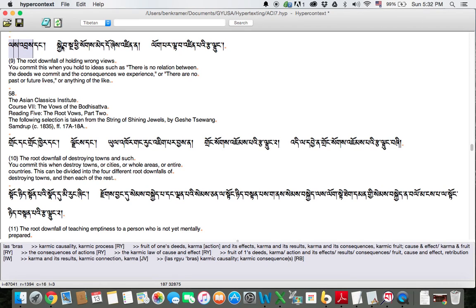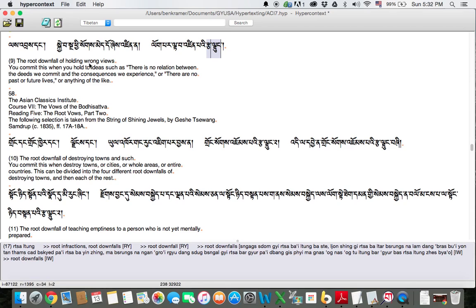Okay, root downfall of holding oranges. Because this is so formulaic, the way Ben Kramer tends to work is a little backwards. That's fine. So I know this is root downfall over here. And I almost missed the L.